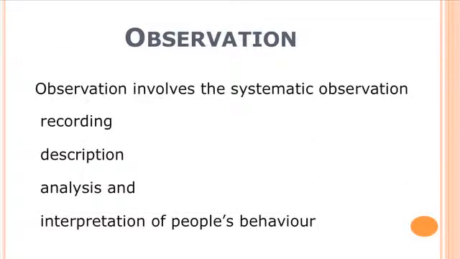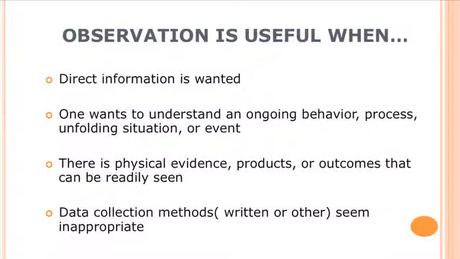So observation involves systematic observation. It involves recording, description, analysis. Now, when is observation useful? When we're trying to understand an ongoing behavior, understand a process, unfold a situation, or know about an event. It is useful when there is a physical event or outcomes that can be readily seen. And sometimes it is useful when other methods of data collection seem inappropriate.